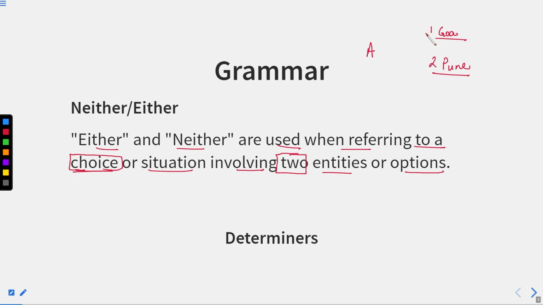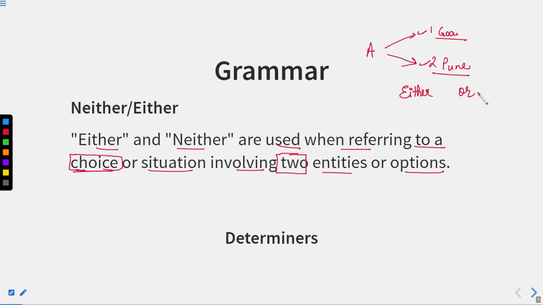So either refers to either this or this. It means he can go to Goa or to Pune. So he can only choose one. Suppose he chooses any. So he has two options, so he can use either or. This is how, if two options are there and we have to select only one of those, that means either.